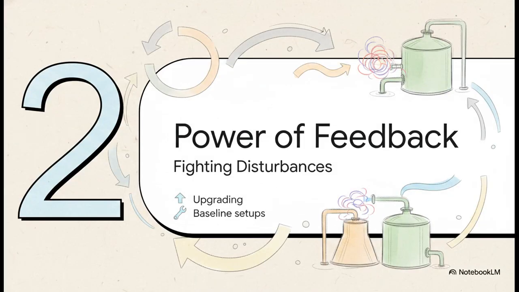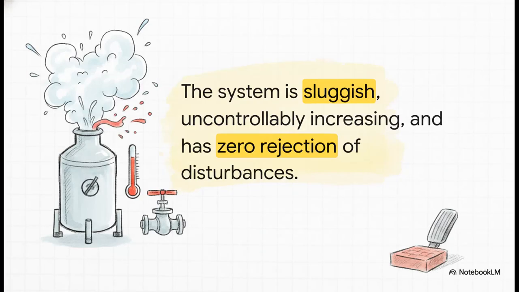Moving on to section 2, the power of feedback. When you don't use feedback, the source data shows us exactly what happens. It's basically an open-loop disaster. If you apply a step input of steam without any kind of control mechanism, the system becomes incredibly sluggish and the temperature just uncontrollably increases. It blindly accepts the input without ever bothering to check the output. And if one of those disturbances hits, an open-loop system has absolutely zero ability to reject it. It is literally like driving a car blindfolded with a brick resting on the gas pedal.